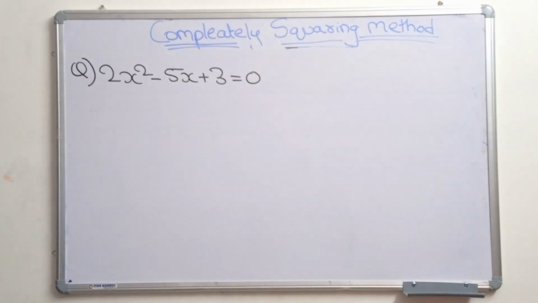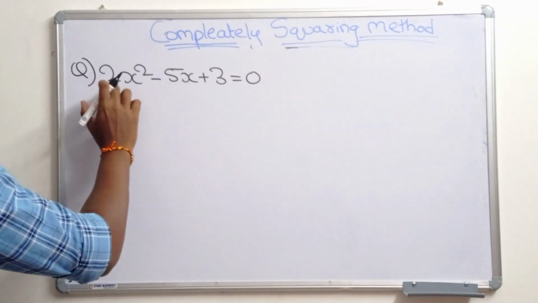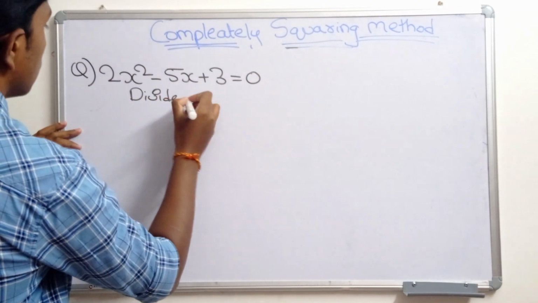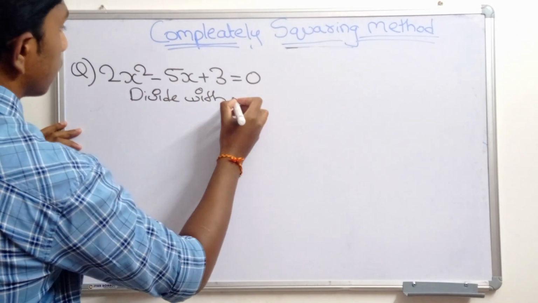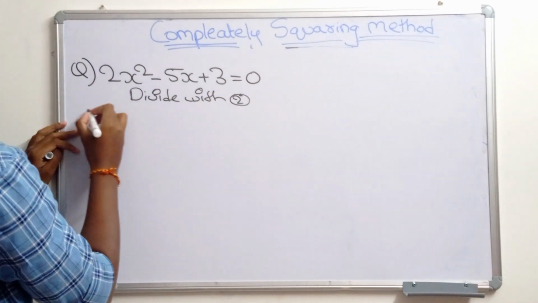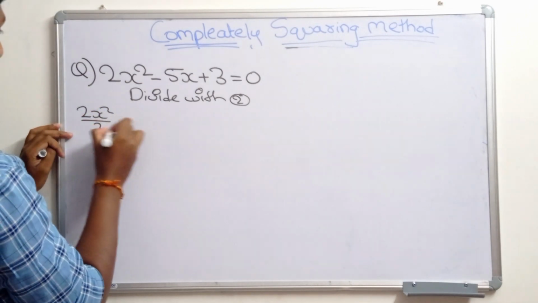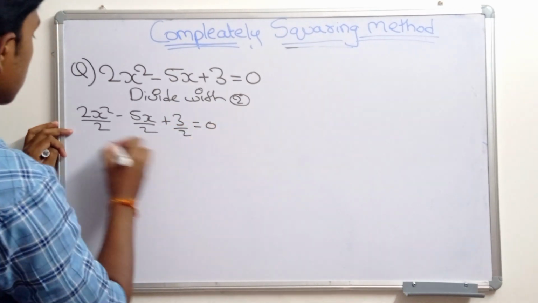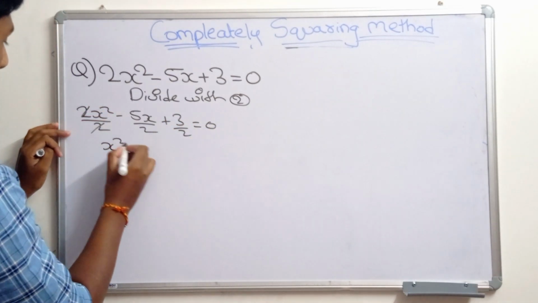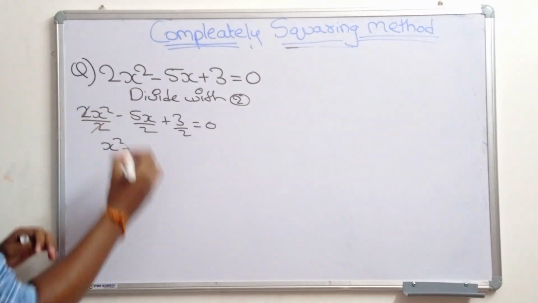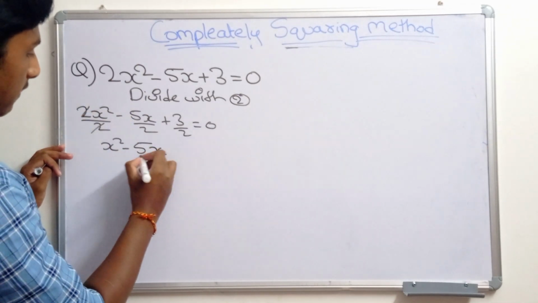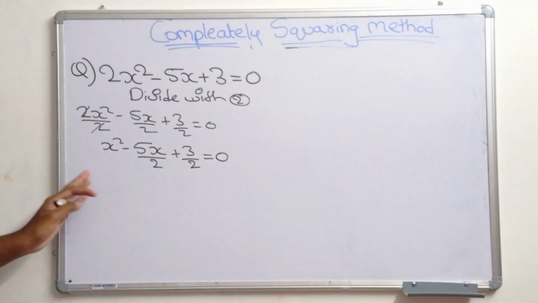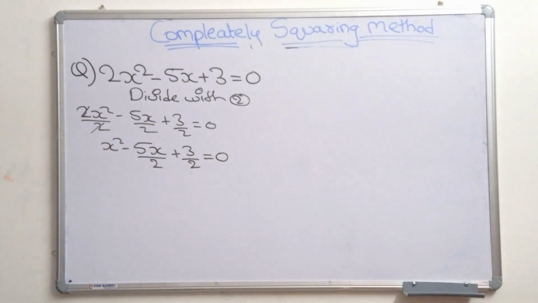So as it is, we have to make the coefficient of x square 1. So we divide the whole equation by 2. That means 2x square by 2 minus 5x by 2 plus 3 by 2 is equal to 0. We cancel the numerator and denominator, 2 and 2: x square minus 5x by 2 plus 3 by 2 is equal to 0. Now we have to write this in a minus b whole square form.